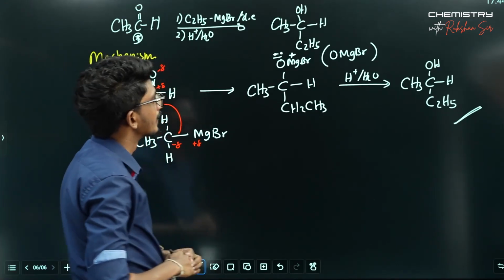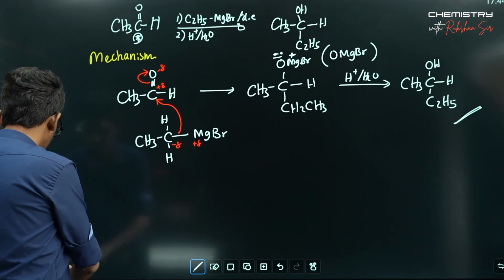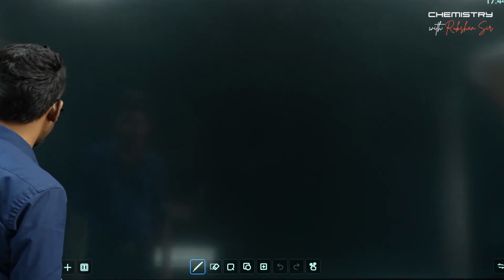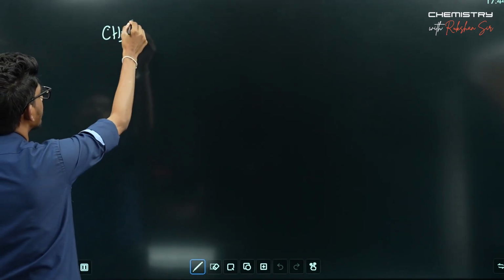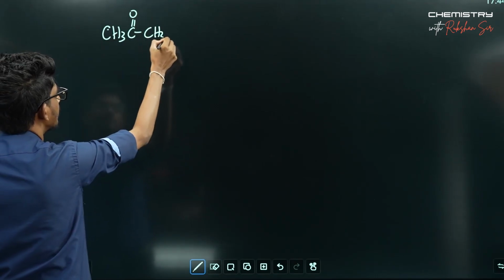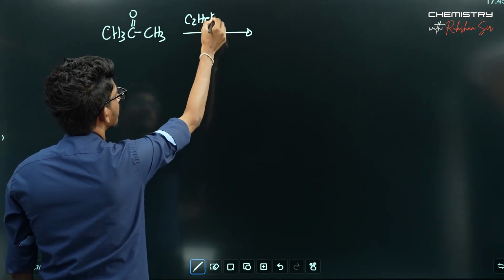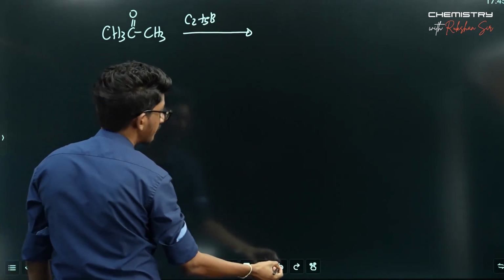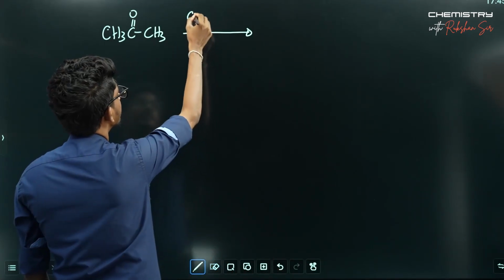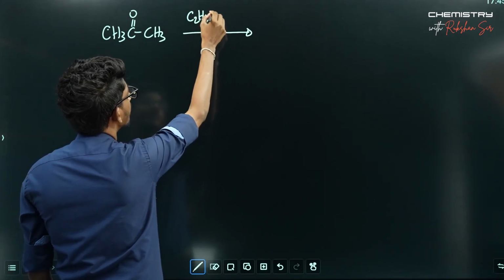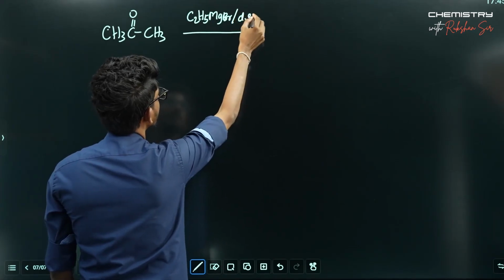Okay. Let's try to write the same mechanism with the use of a ketone as well. Ketone. Let's try to come up with the mechanism of this ketone. You are adding C2H5MgBr in the presence of dry ether medium.